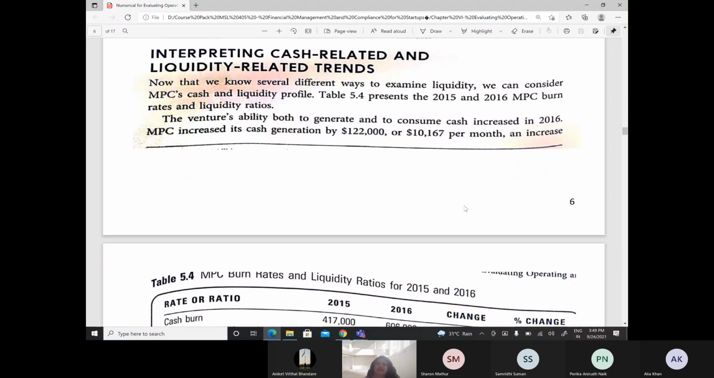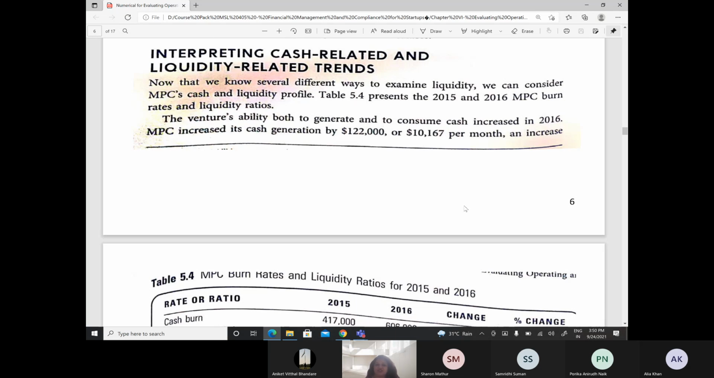Okay. Then how do we interpret the cash related and liquidity related trends? Now that we know several different ways to examine liquidity, we can consider MPC's cash and liquidity profile. Table 5.4 presents the 2015 and 2016 MPC burn rates and liquidity ratios. The venture's ability both to generate and to consume cash increased in 2016.